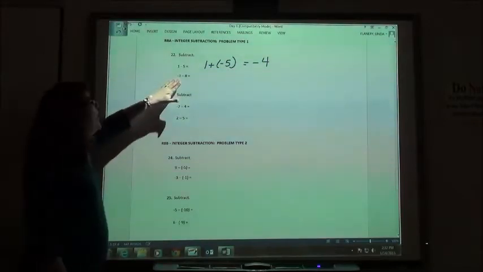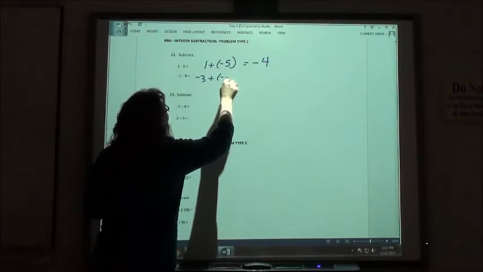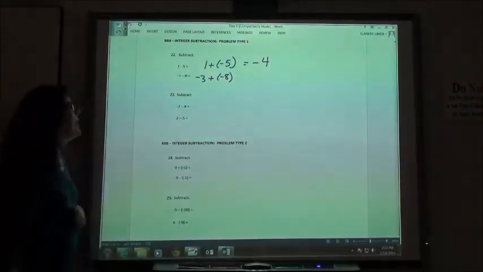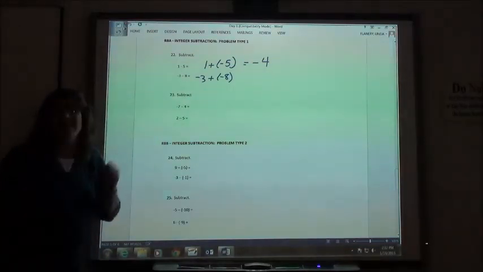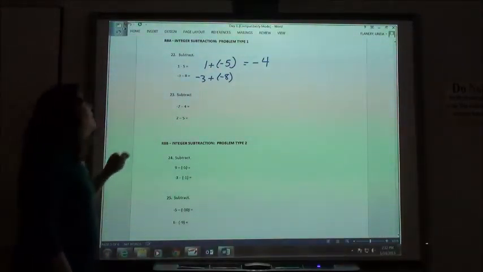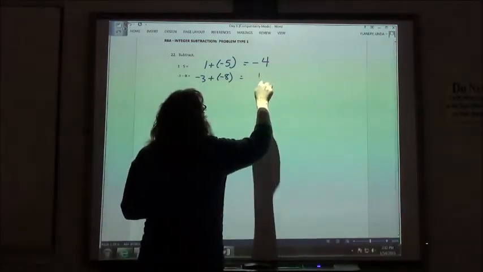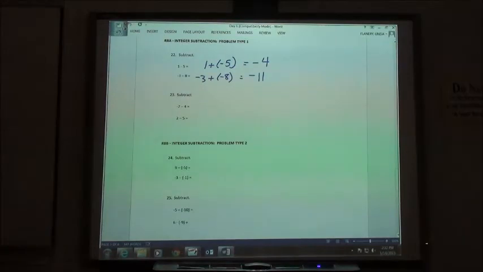Now in this one, again, technically it means negative 3 plus a negative 8. But why rewrite it like that? This has a negative in front and this has a negative in front. The signs are the same. So I'm going to add and keep my sign. So if I add those, I'm going to get 11 and it's going to stay negative. So negative 11 is going to be my answer.